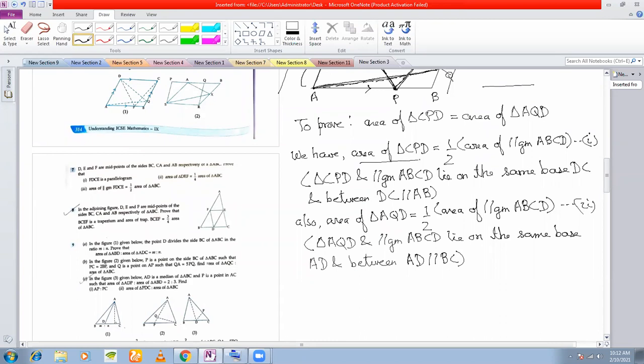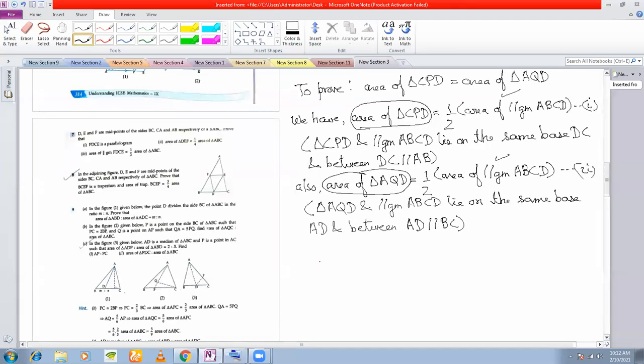Now if you see, area of triangle CPD is also equal to half area of parallelogram, and area of triangle AQD is also equal to half of parallelogram ABCD. Therefore, both the area of the triangle must be equal. Hence, from 1 and 2, area of triangle CPD is equal to area of triangle AQD. And that is what we are required to prove. So we write proved. That's it.